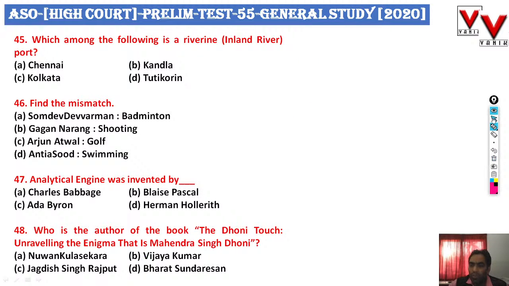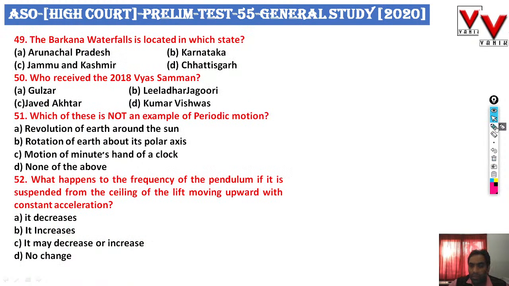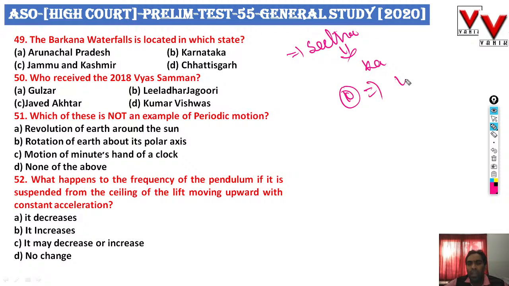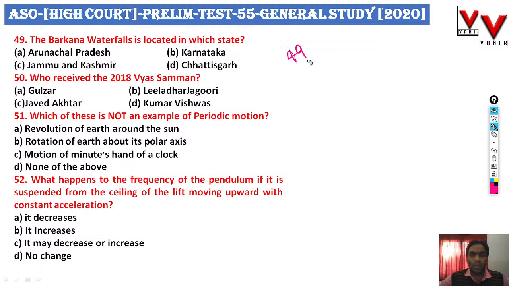Now we are going to proceed further and discuss the next question, Barkana Waterfall. This is located on the Sita River in Karnataka, in Shivamogga district, and it is one of the 10 highest falls in India. So the right answer is B. For 49, the right answer is B, located in Karnataka.